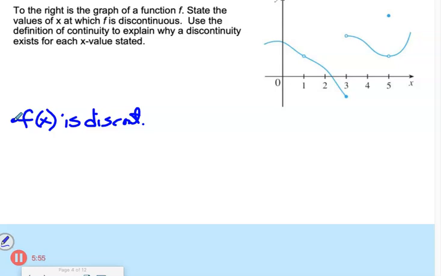So f of x is discontinuous at x equals 1 because. You're going to write the word because about 10,000 times this year. So I do B/C for because. So whatever you want to do, as long as I know it means because. So f of x is discontinuous at x equals 1 because.